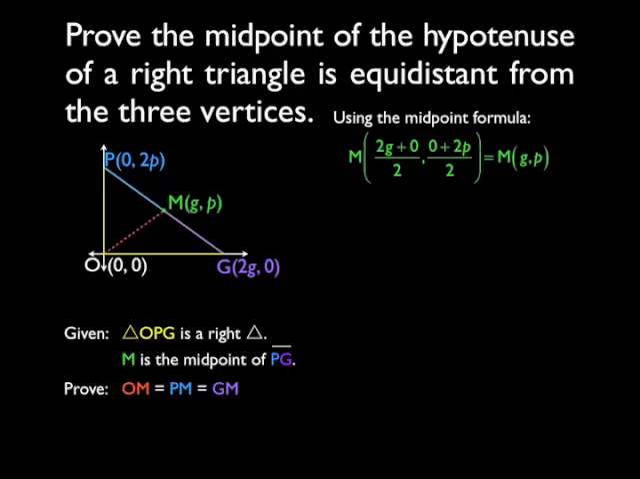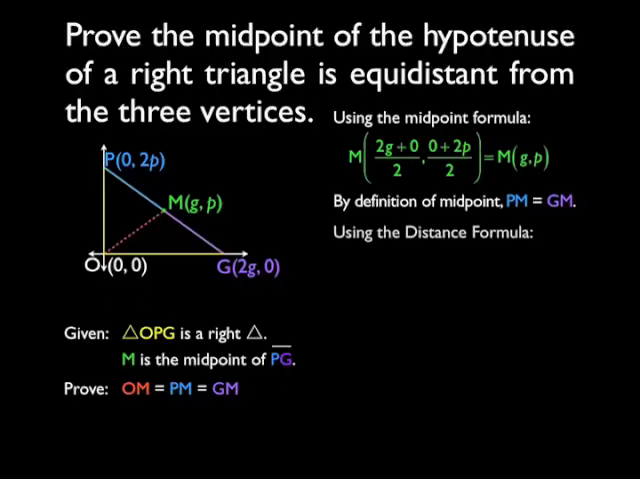Now that we have the coordinates of all of our points, let's talk about what we know. Well, since M is the midpoint of segment PG, by definition of midpoint, we know that the distance from P to M and G to M are equal. That'll be helpful, because now we need to use the distance formula. And because we know that PM and GM are already equal, we only need to find one of them. Let's start by finding the distance from O to M. That's simple because we just take our x-coordinates, subtract them, and square them. And our y-coordinates, subtract them, square them, add them together, take the square root, and voila, we are done.